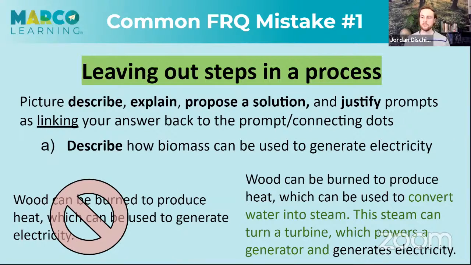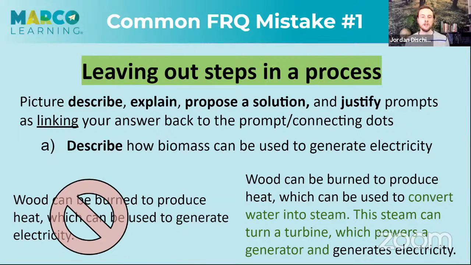Describe how biomass can be used to generate electricity. So students may write something like wood can be burned to produce heat, which can be used to generate electricity. That's not factually wrong, but you left out a key element that you need to earn this point. So if we look at the right hand here, we have wood can be burned to produce heat, which can be used to convert water into steam. The steam can turn a turbine, which powers a generator. So what's in green there is what was missing. On the right, we have earned a point. On the left, we've left ourselves short.